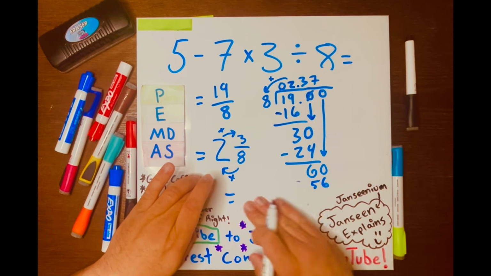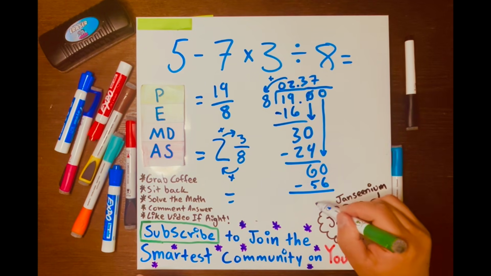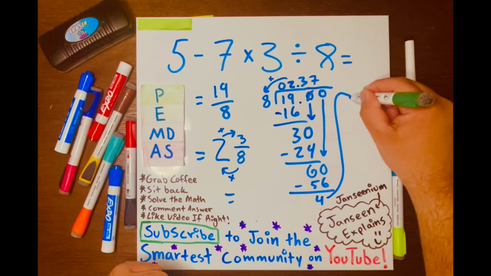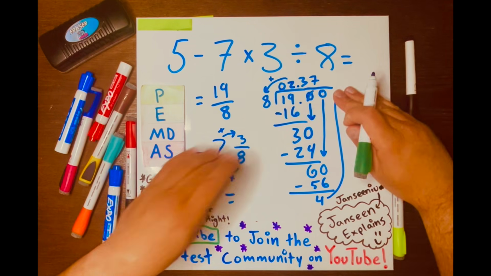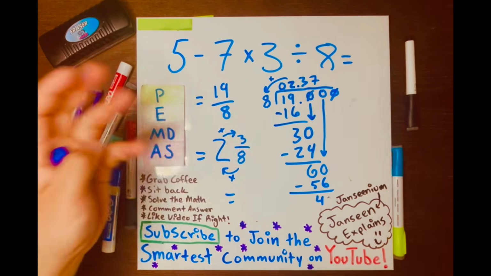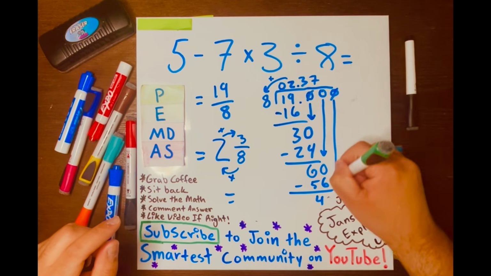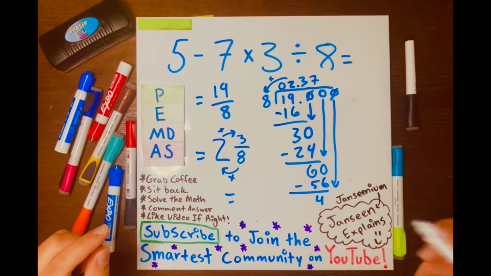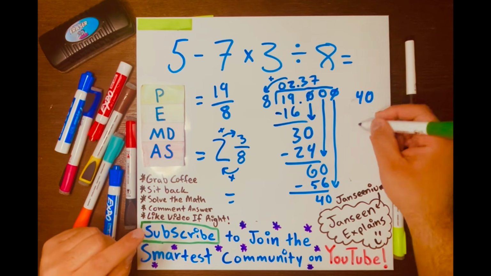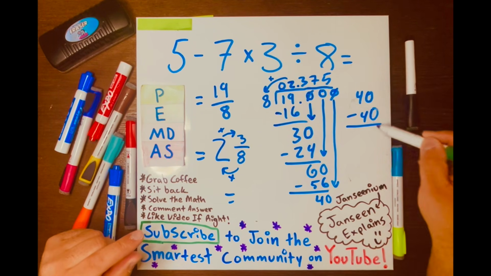So let me erase all this. And then we subtract 60 minus 56, which is how many? 4. Good job. And I ran out of space, so we'll write it over here. Erase this. Write a 0 because you can't fit. So I'm going to ask you how many times can 8 fit into 4? You cannot. So 4 needs to borrow a 0. So I write a 0 here, bring it down, give it to the 4. Now the 4 becomes 40. So how many times can 8 fit into 40? 5 times, right? Because 5 times 8 is 40. And 40 minus 40 is 0.